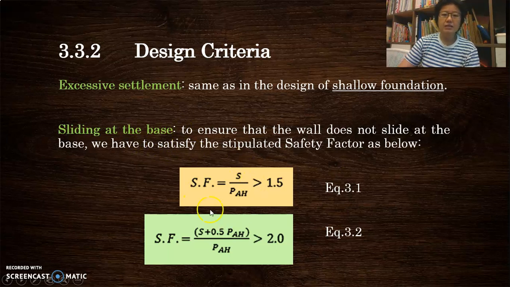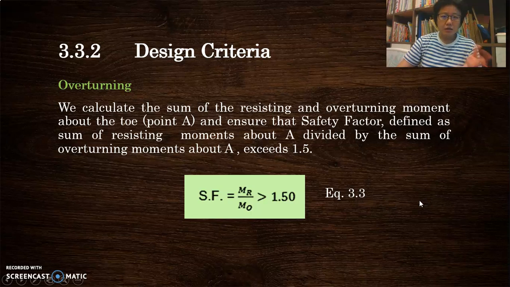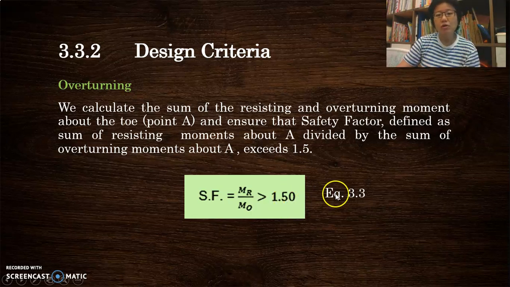As for sliding, these are the formulas that you can use. It depends on which safety factor you want. If it's 1.5, this is the formula that you use. If you are talking about 2, you want a safety factor that is higher, then you could be using this. It's a very straightforward thing. Alright. In terms of overturning, you got to make sure that your resisting moment against your overturning moment is greater than 1.5, meaning that it's 1.5 times greater than the moment that is pushing the wall over.